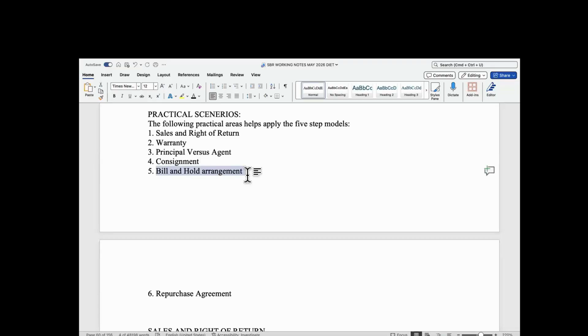Then there is bill and hold, where you sell goods, but the customer decides to leave the goods in your location at his own request. So the customer actually requested that the goods remain in your place, most obviously because the customer does not have where he can place the goods. Now, the thing here is this. It therefore means that you are offering the customer additional service, even if you are not collecting money from the customer because of relationship. That does not undermine the fact that there is an extra service.